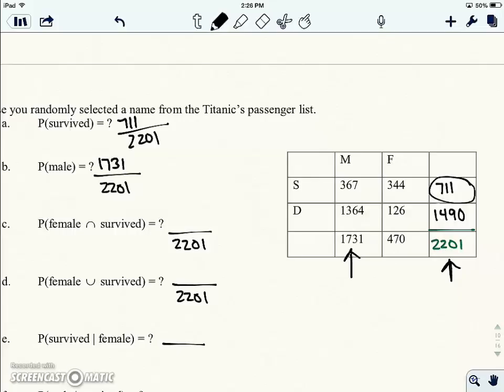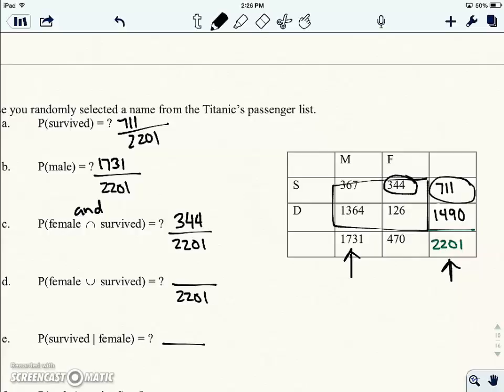Then we're asking the probability of being female and survived. Okay, so that's going to be the stuff now in the middle of the two-way table. Female and survived is 344 over 2201. Again, the denominator stays the same because we're still talking out of everybody.